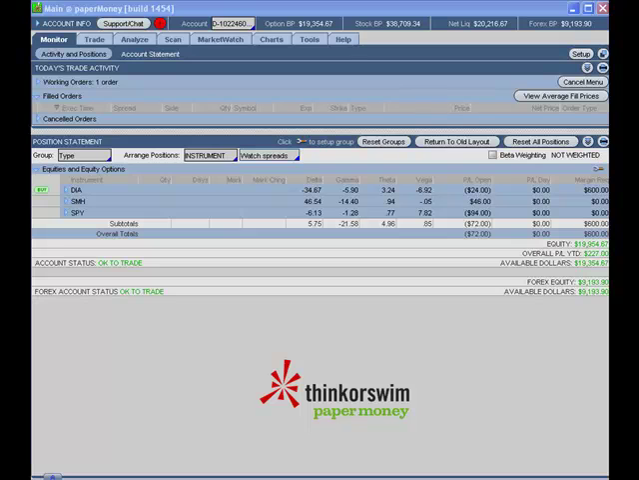In other words, what kind of a position might we want to put on given what we already have in our portfolio. So I'm going to start going through the Thinkorswim platform and show you some of the tools that we have at our disposal to be able to do this kind of analysis.